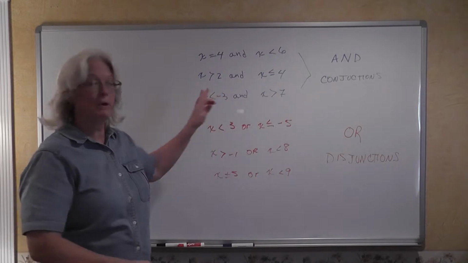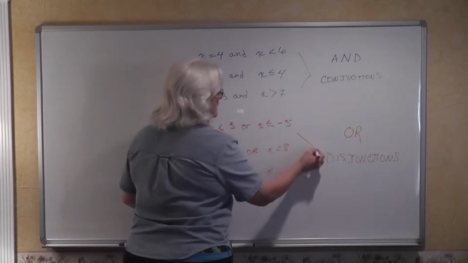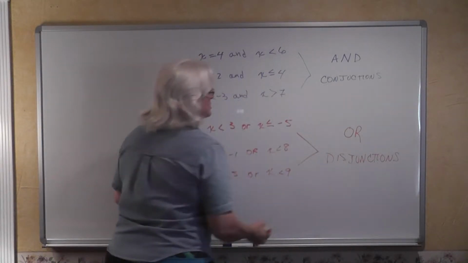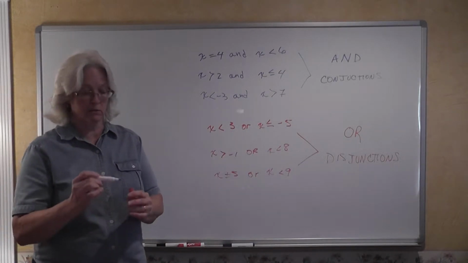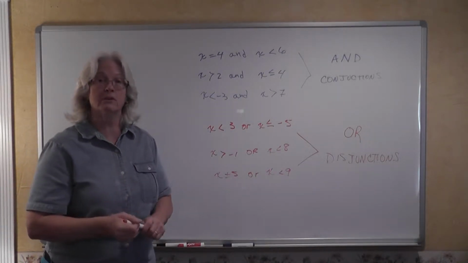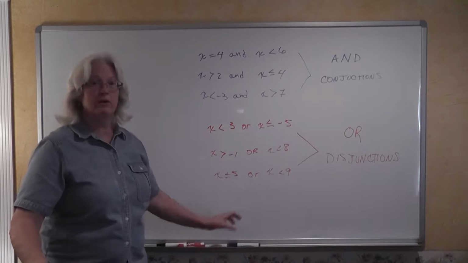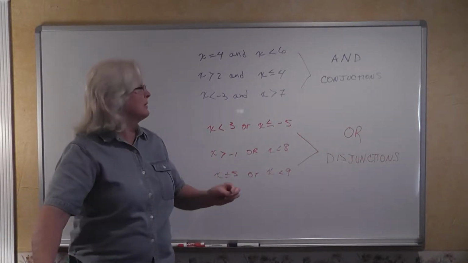Words that are compound mathematical sentences that are connected with and are called conjunctions. Those that are connected with or are called disjunctions. And there's a very real and different meaning here.